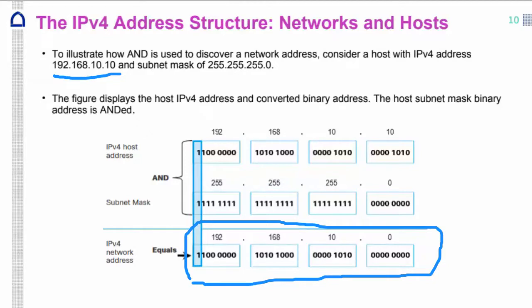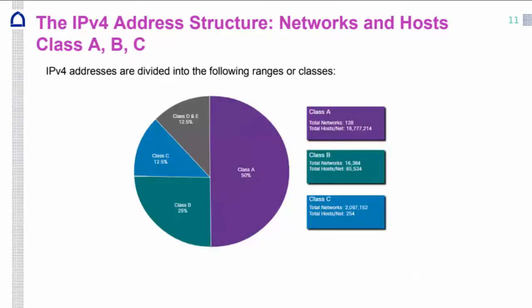What is my host ID? 10, the remaining. All right? Because my subnet mask is 255.255.255.0. This means that the first 3 octets are my network ID. The last octet is my host ID. We'll do some examples, inshallah.